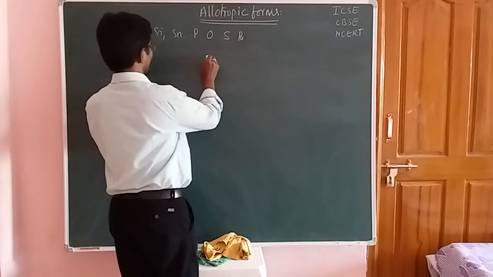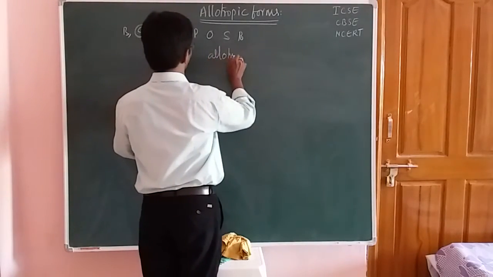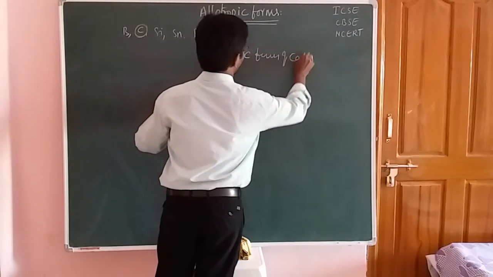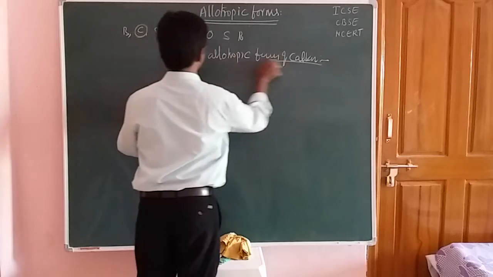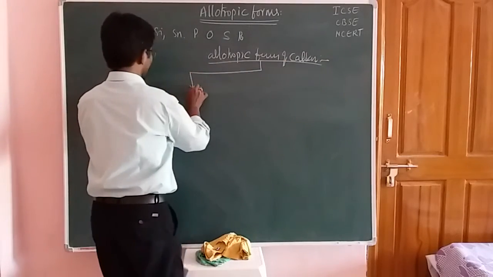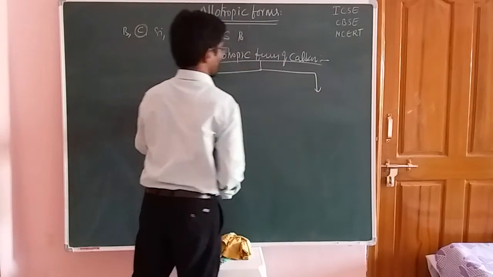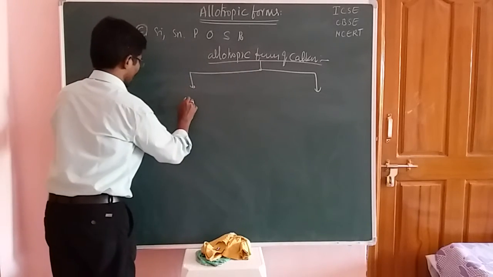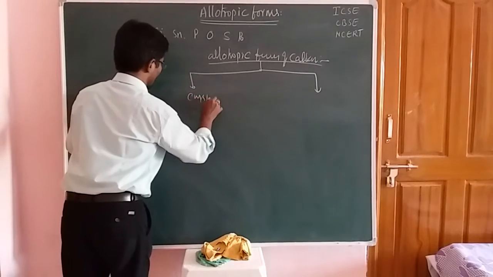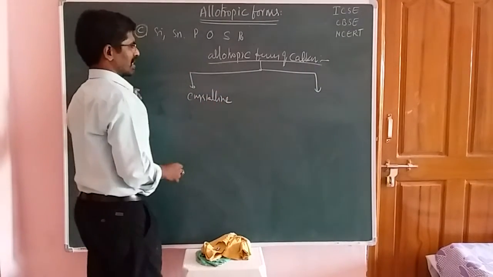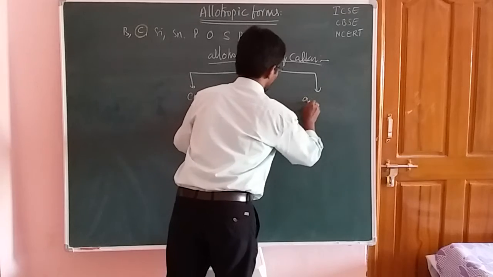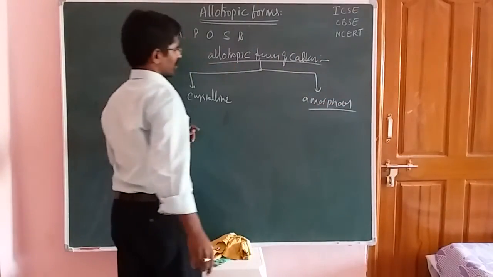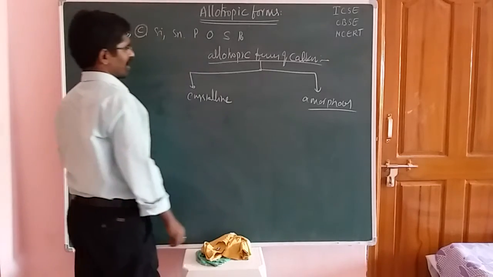Okay students, now these are the allotropic forms of carbon. Carbon exhibits different types of allotropism based on character. The first is crystalline allotropy, and the next is amorphous allotropy.